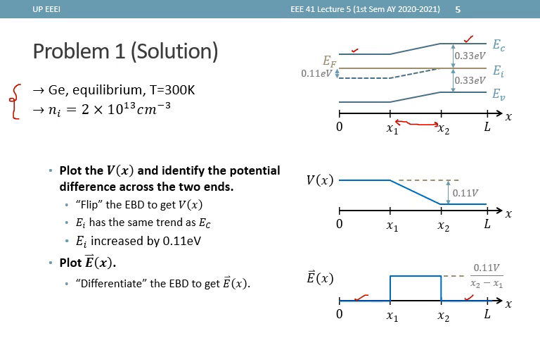And also, instead of referring to the energy band diagram to get the electric field, we can also use this other formula. We can just use the negative of the slope of the voltage to get the electric field, and we'll end up with the same answer.